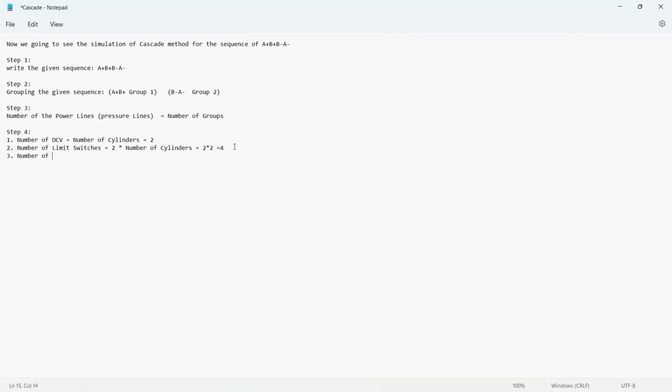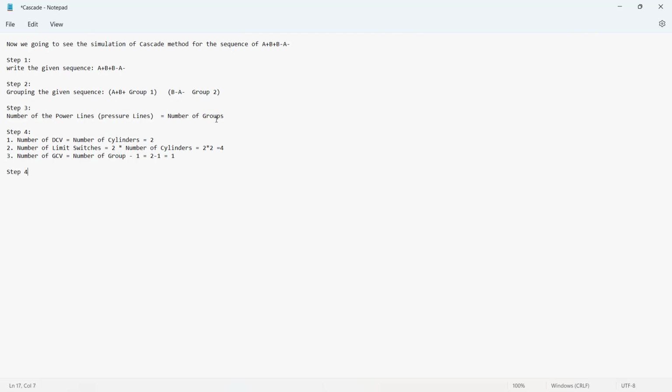Number of group changing valves, GCV, is equal to the number of groups minus 1. That is 2 minus 1, so we require 1 group changing valve.